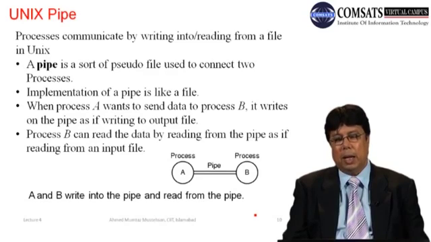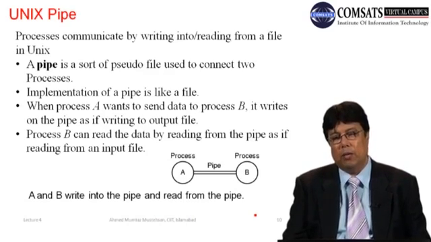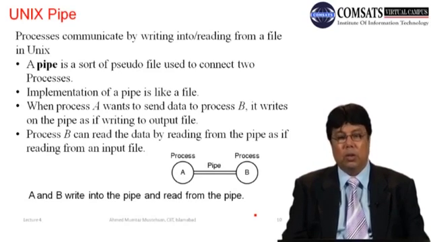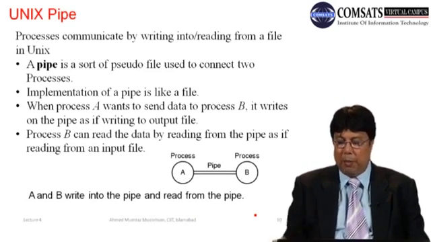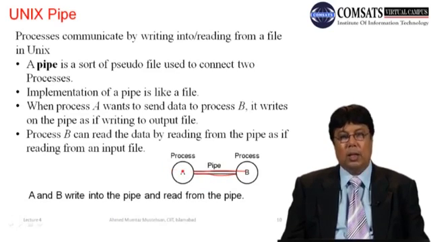Once you have established a pipe using a system call, or using the syntax of the command provided, the pipe is established automatically. I'll show you later how to establish this pipe, which is the easiest and simplest way for the user. Suppose this pipe has been established. Now process A wants to send some data to process B. It will write the data into the pipe as if it is writing to an output file.